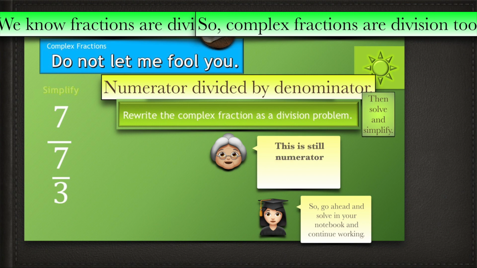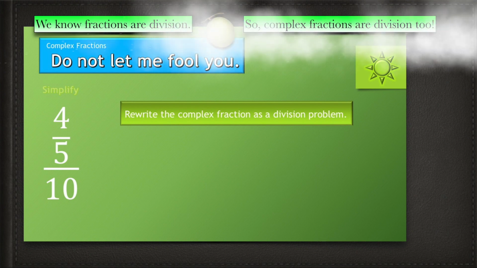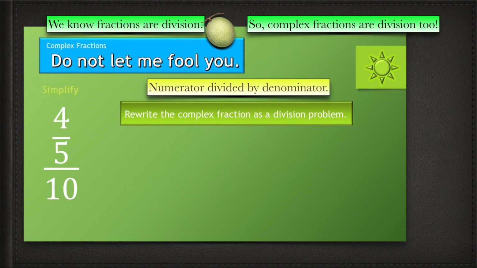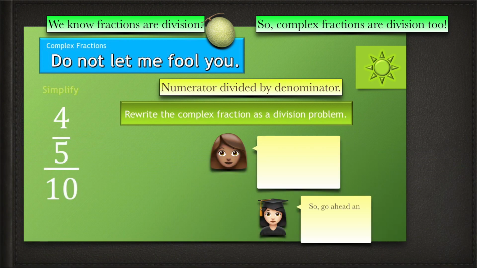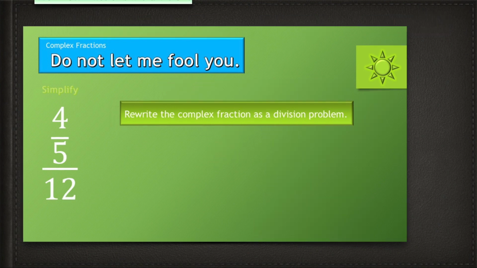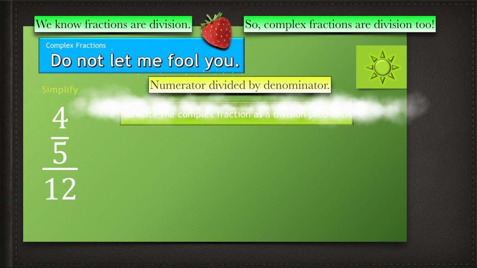This is still numerator divided by denominator. I believe we have 2 left. Again, numerator divided by denominator. So go ahead and solve in your notebook and continue working. This is still numerator divided by denominator. And I think this is the last one, or there might be one more following this.